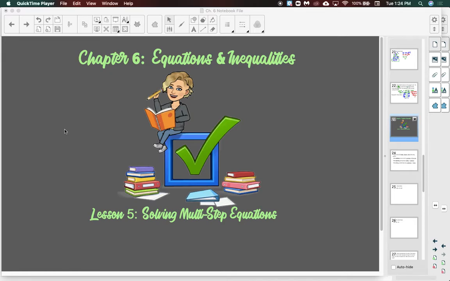Okay, 7th grade, this is lesson 5 in chapter 6. We're talking about solving multi-step equations. And I will say this, if you are still uncomfortable with lesson 4, the 2-step equations, make sure you go back and check that video out again before doing lesson 5. Lesson 5 builds on your understanding of lesson 4.